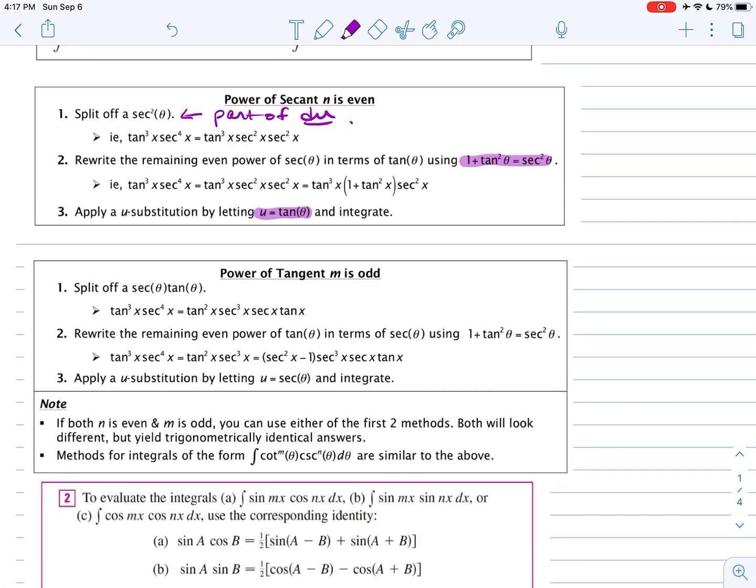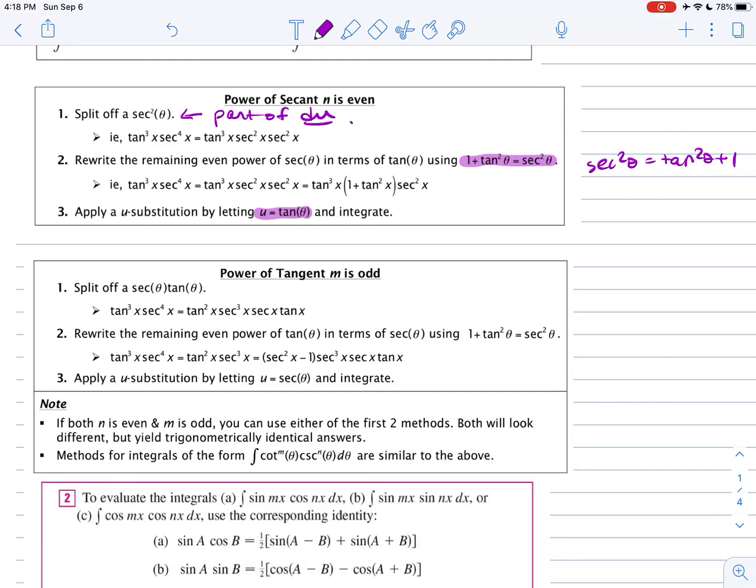Now, we're still going to use our fundamental trig identity, 1 plus tangent squared. And if we're splitting off part of the secant, we want to express the remaining parts of secant. And since they're still even, we want to express that remaining part in terms of tangent. So recall here, if we just make that manipulation, we are seeing that secant squared theta does equal tangent squared theta plus 1. And once we make that substitution, then we can do a U substitution, and it will be easy to calculate the integral.